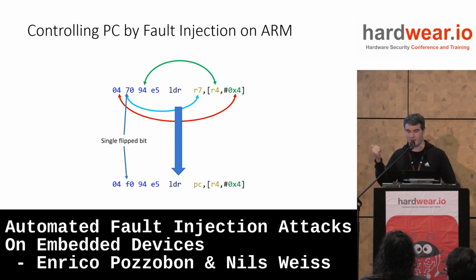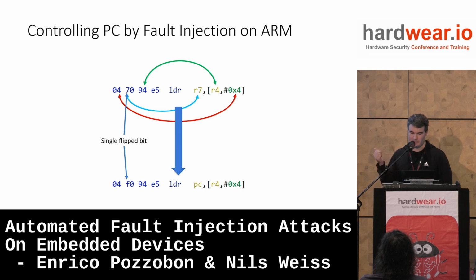For example, on ARM, we see this instruction here. The first instruction on the top is a load of a value from a memory location which is pointed to by R4 with an offset of 4, and the result has to go in R7. And with just a single bit flip, which we are hoping to cause with fault injection, this instruction is transformed into a load into the program counter instead.